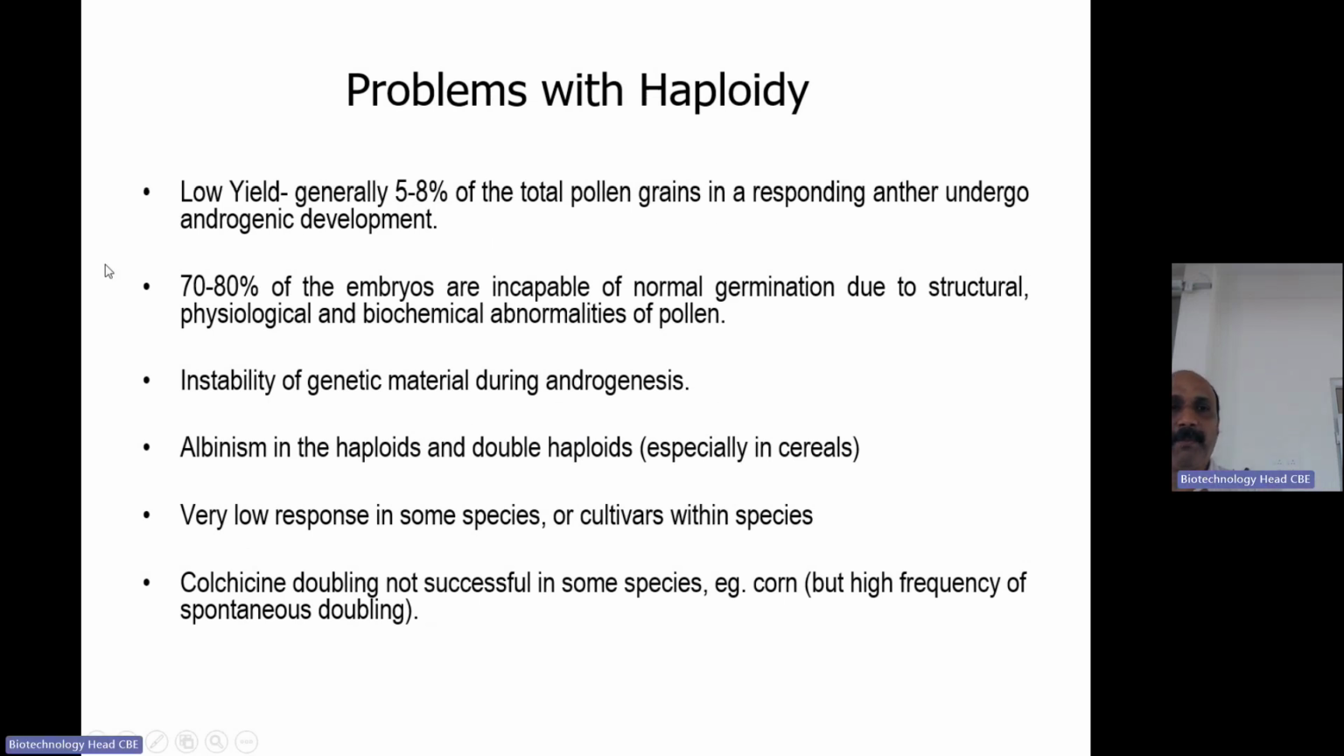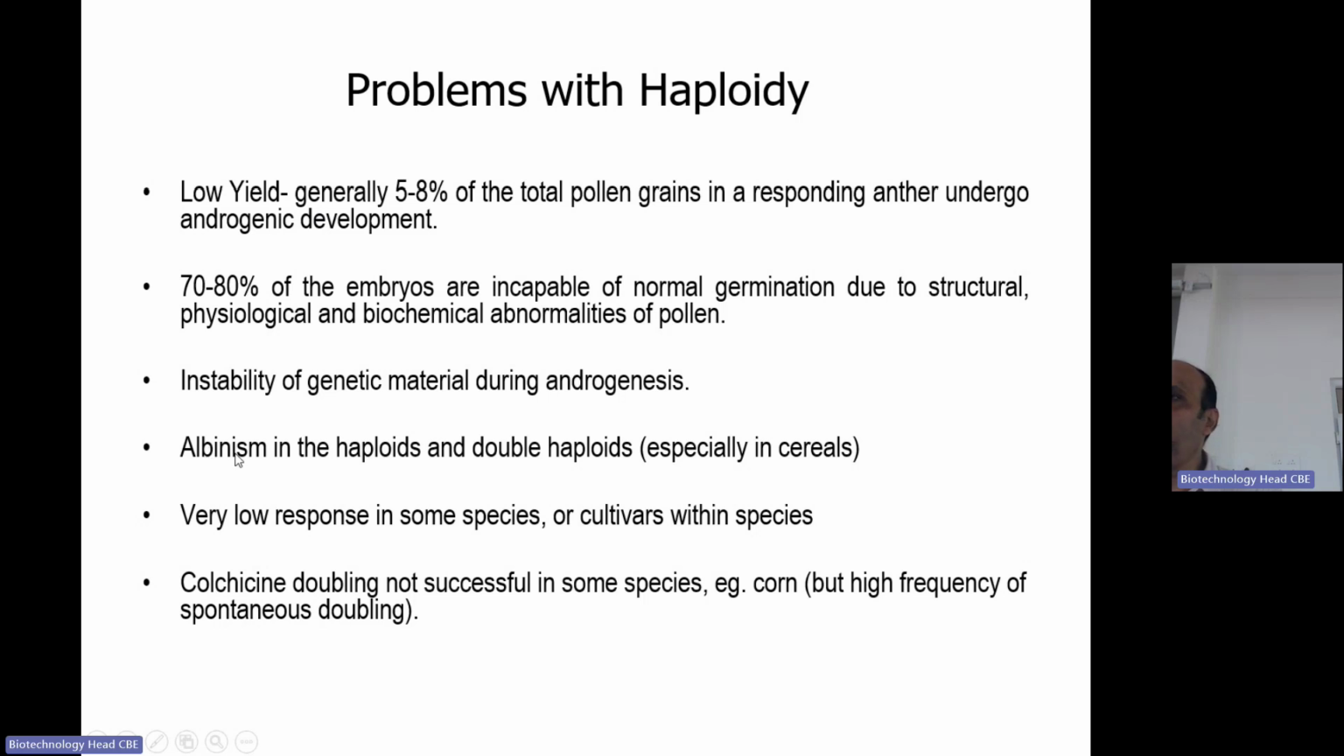The problem with haploidy is low yield. As you saw in the table, you can get less than 10% yield from the haploid plants. Only less than 10% of those pollen grains germinate to give rise to callus or embryoids. And 70 to 80% of the embryos that are produced are incapable of germination due to structural, physiological and biochemical abnormalities and the instability of the genetic material. Because you have only one set of chromosomes, even a single mutation can give rise to mutation in the plants.